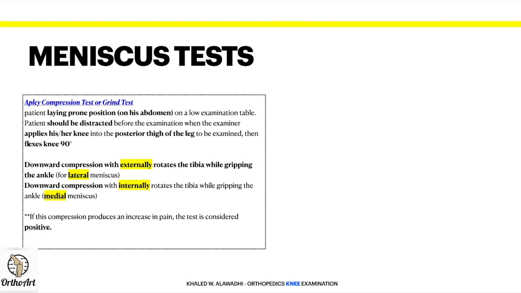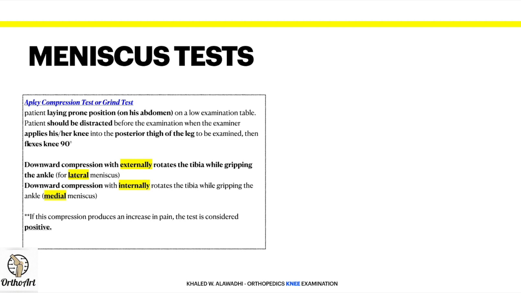Then another test you do for the meniscus is called an Apley compression test or a grind test. From its name, the patient will be lying in the prone position on his abdomen on a low examination table. Make sure the table is lower. However, in the exam, you should ideally mention that the examination table should be lower, and the patient should be distracted before the examination when the examiner applies his or her knee.